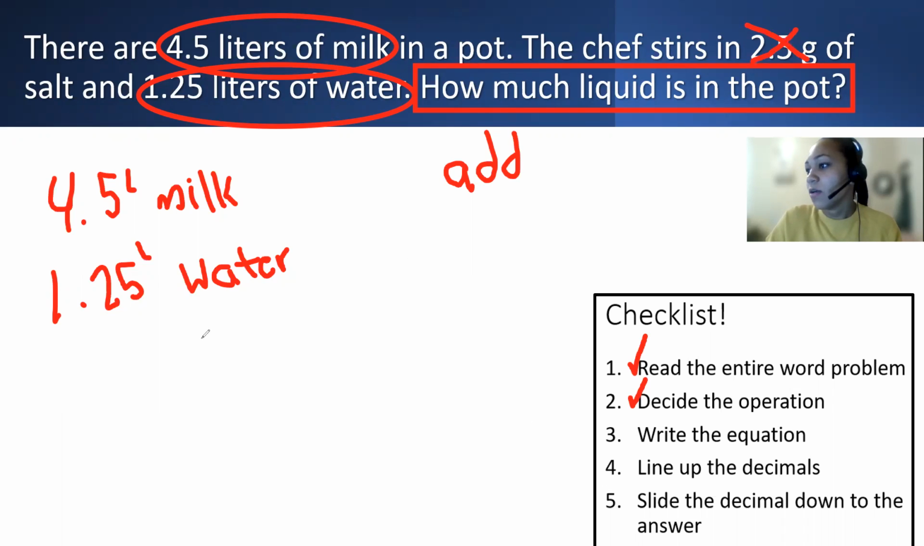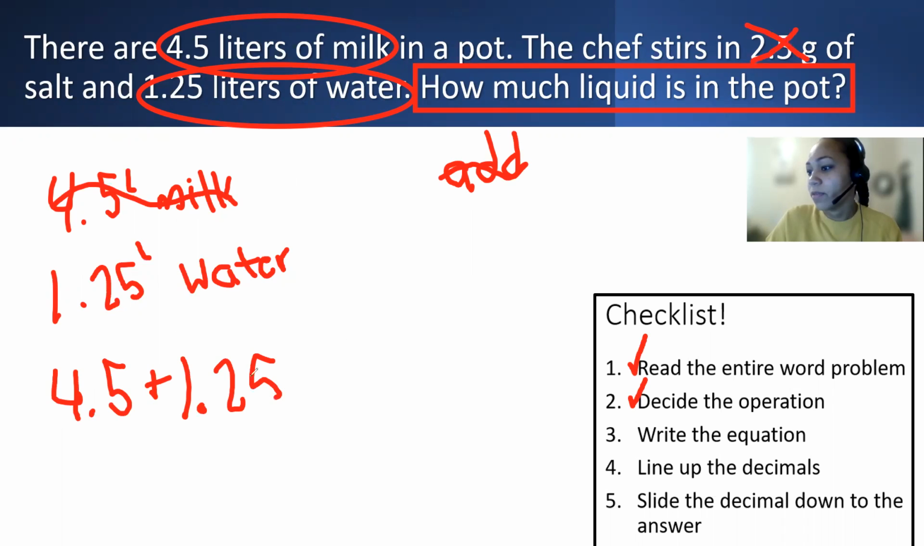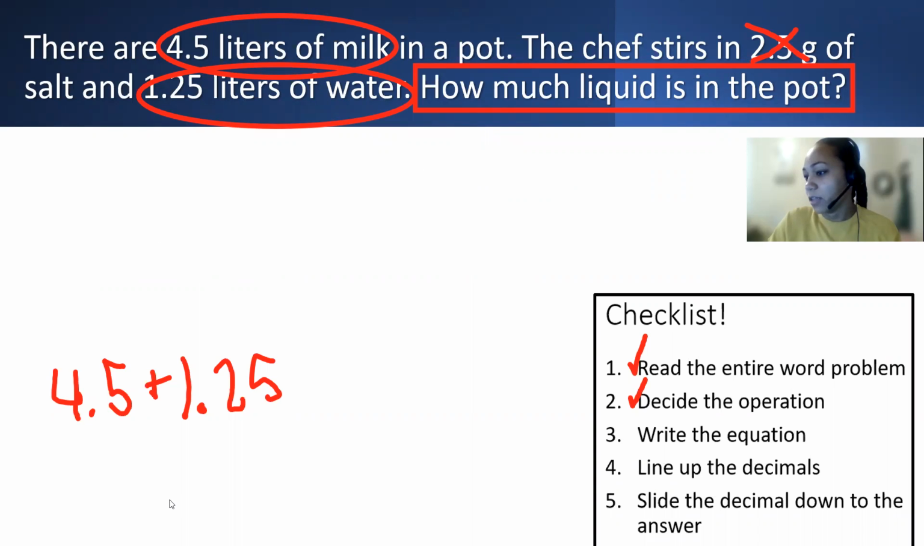Okay, that's easy. 4.5 plus 1.25. Okay, cool. Got that part. We can do that. All right, so 4.5 plus 1.25. What is next on this checklist? Next on the checklist, it tells us to line up the decimals. Okay, so 4.5. When I say line up the decimals, I'm always talking about vertically up and down. So put a decimal right beneath that one. In front of the decimal is a 1. Behind the decimal is a 2, then a 5.